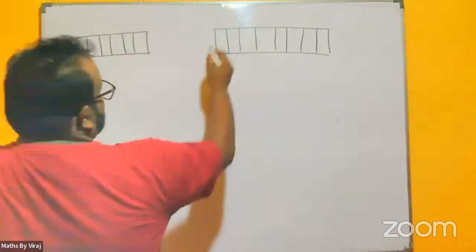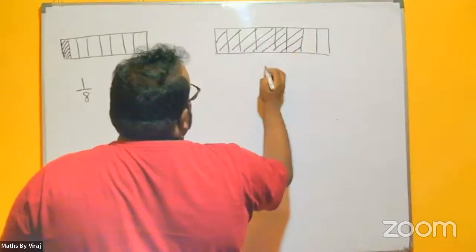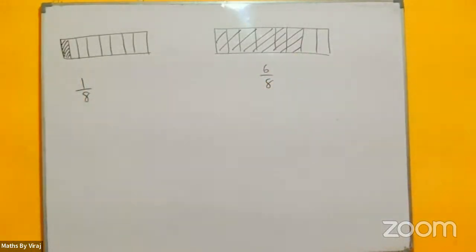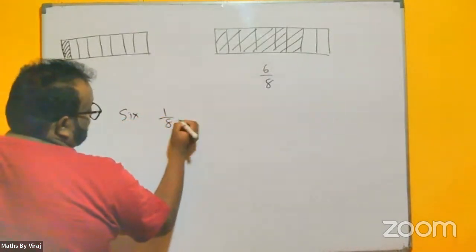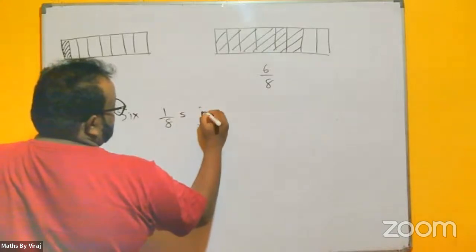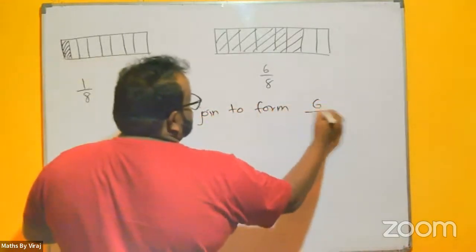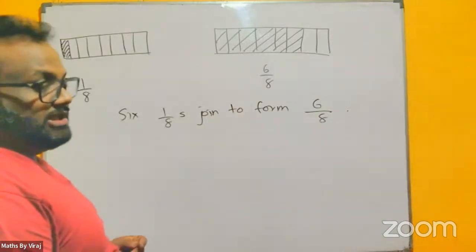Here I am coloring this much. 6 over 8. Do you all understand that 6 1 over 8 parts join to form 6 over 8? Do you understand this? Yes or no? Look at the board.